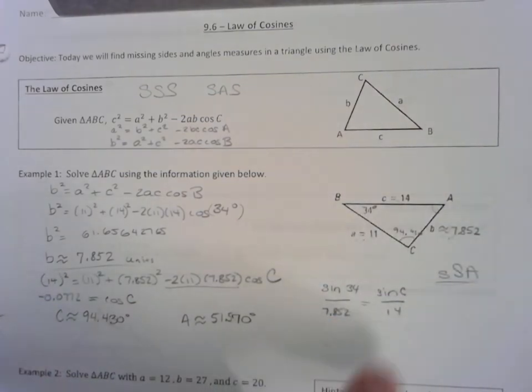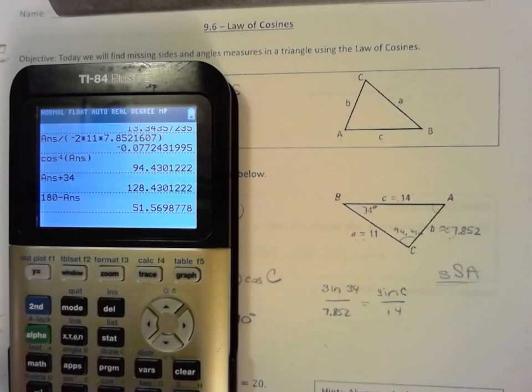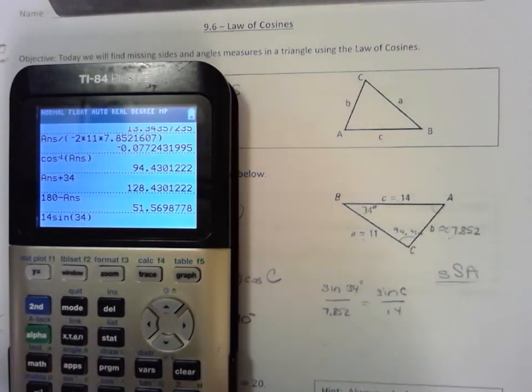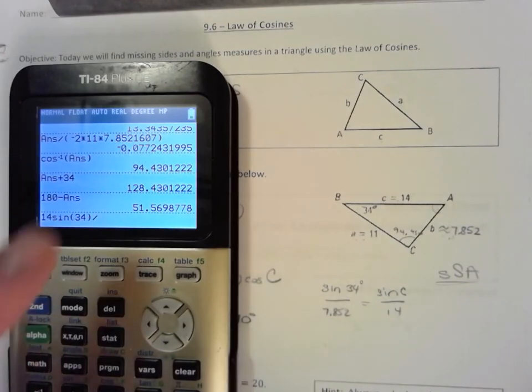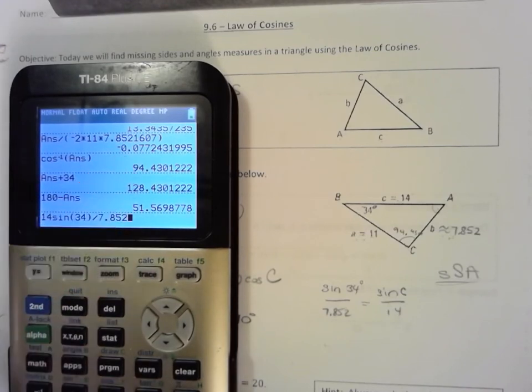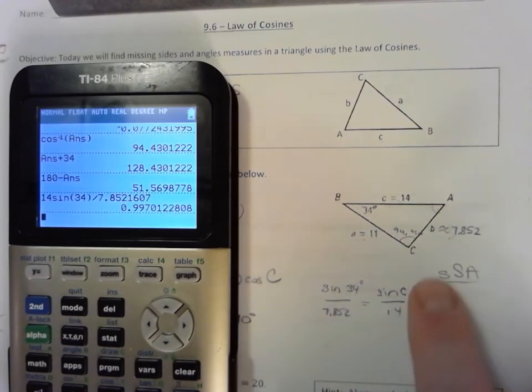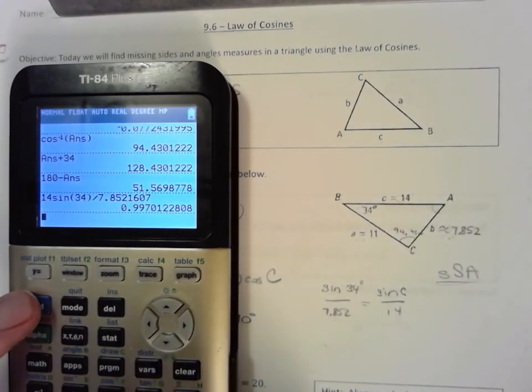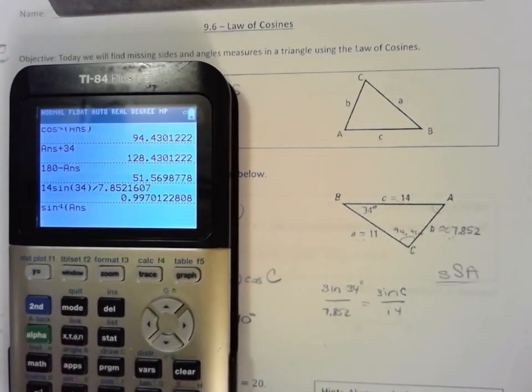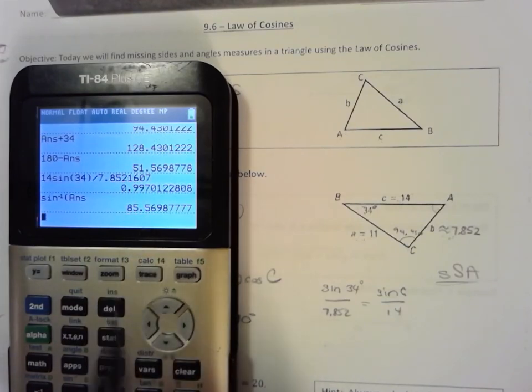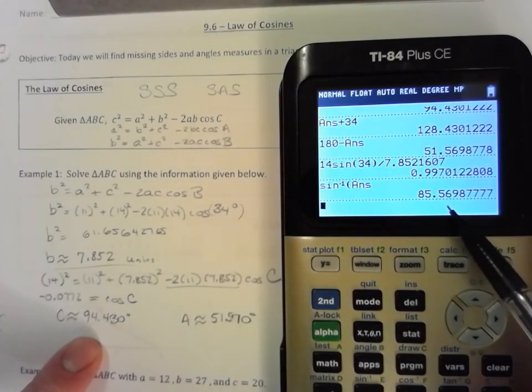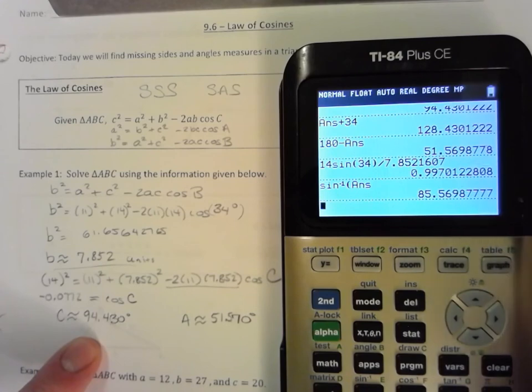So what's 14 times the sine of 34 degrees? And then I'm going to divide it by that whole decimal, which I see is still up on my screen. 7.8521607. That's as best as I can do. And then I need to sine inverse this. Sine inverse, second answer. Look at this. 85.5698, and then a bunch of 7s.